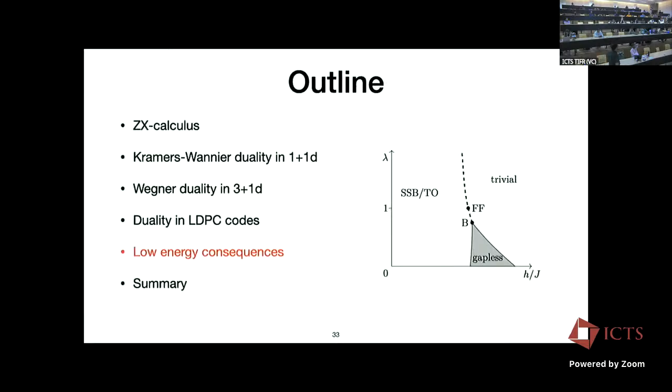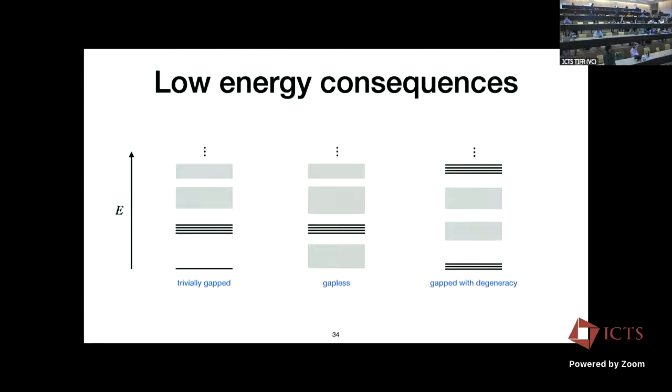Okay. So let's do some physics now with all this technology. One of the aims of a quantum many-body problem is to determine the low energy spectrum. There are three possibilities. The first is that the ground state could be non-degenerate and there is a gap, so it is trivially gapped. It could be gapless, or there could be some non-trivial degeneracy within the ground states, and there is a gap. These are the three possibilities you can have at low energies.